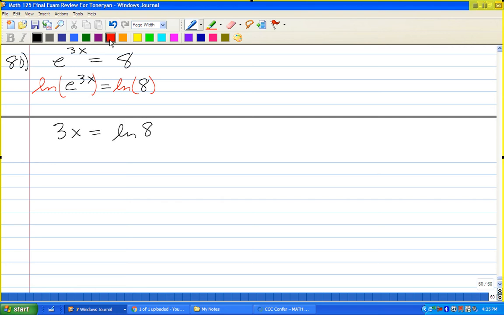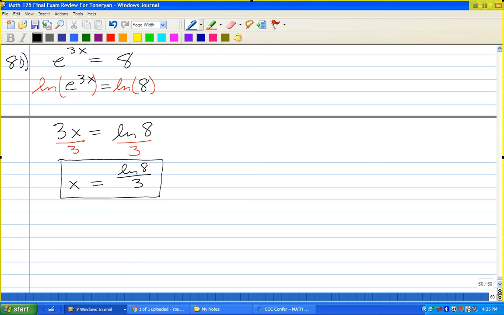Let me divide both sides of my equation by 3. And so x is equal to ln 8 over 3, which actually is ln of 2, but I'll leave it like this. So that's problem number 80.